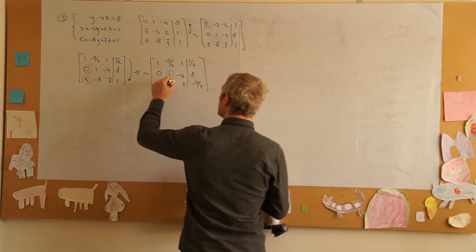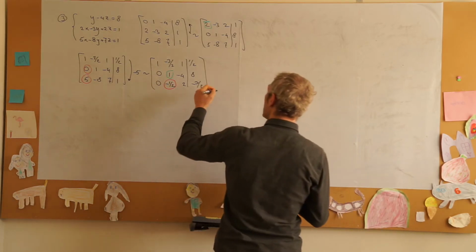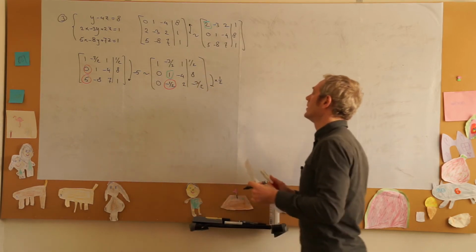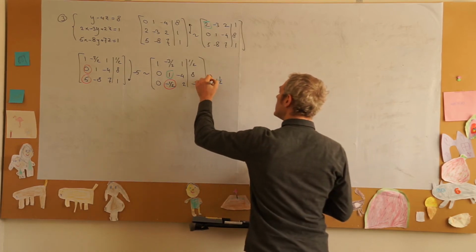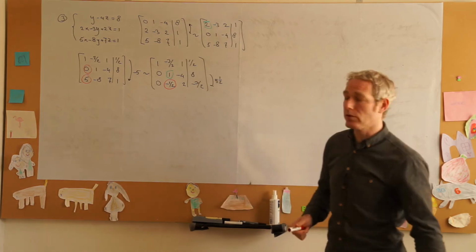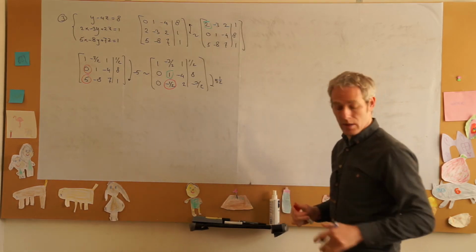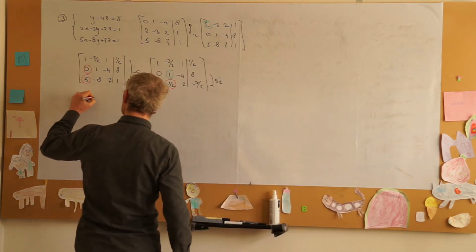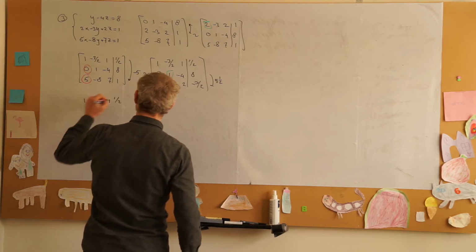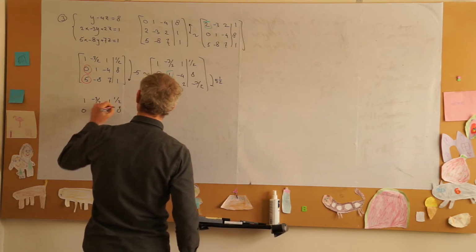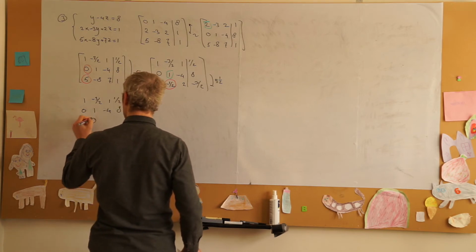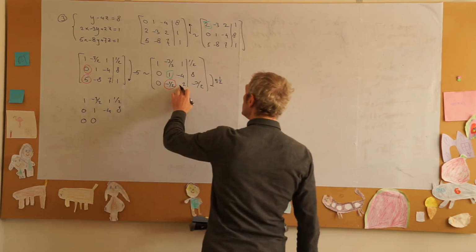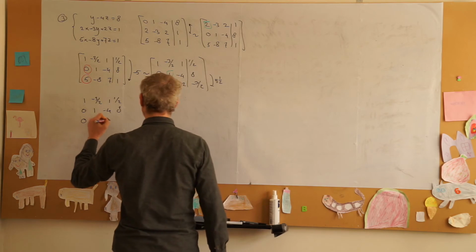I'd like a 0 here, so what I do is I add a half times the second row to the third row to get a 0 here. Okay, so here we go. The first row doesn't change. The second row doesn't change. I get a 0. I had already 0 there. Minus a half plus a half is equal to 0. 2 plus minus 2 is equal to 0.